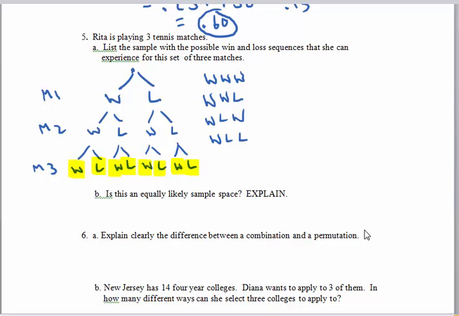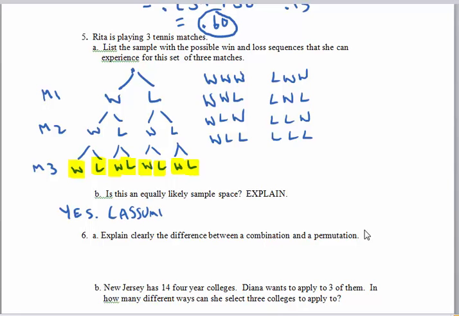And now I'll create a second column. This one here came from LWW. This one was LWL. This one was LLW. And this was LLL. So we have 8 possibilities here. And is this an equally likely sample space? Well, it's kind of a trick question. I mean, I would probably say yes. And the answer is yes.